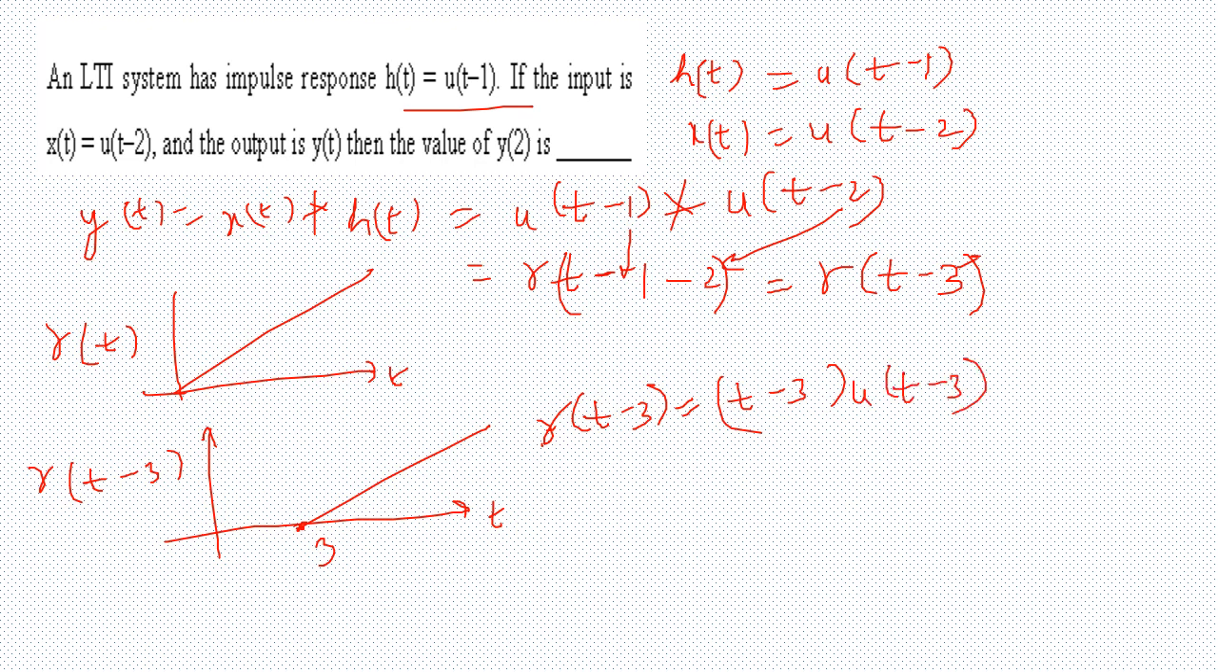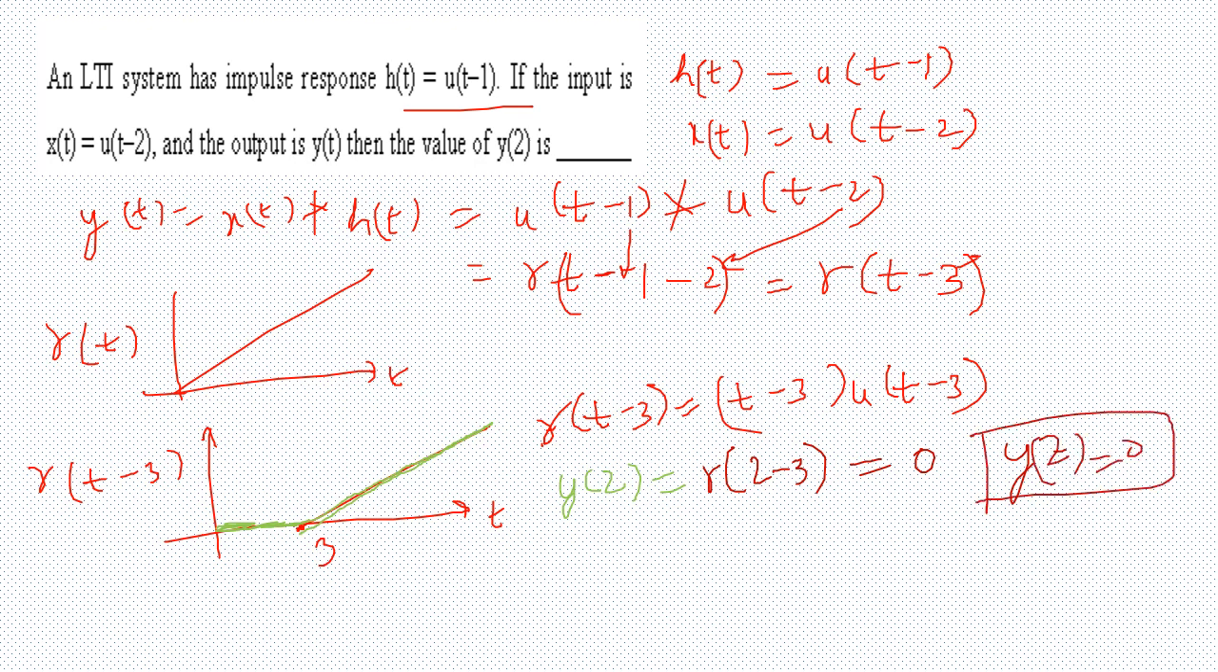Now you can see that it is 0 before 3. There is nothing here, and after that it goes as a ramp. So if I ask you what is y of 2, y of 2 is r of 2 minus 3, and this is going to be 0, so y of 2 is going to be 0.